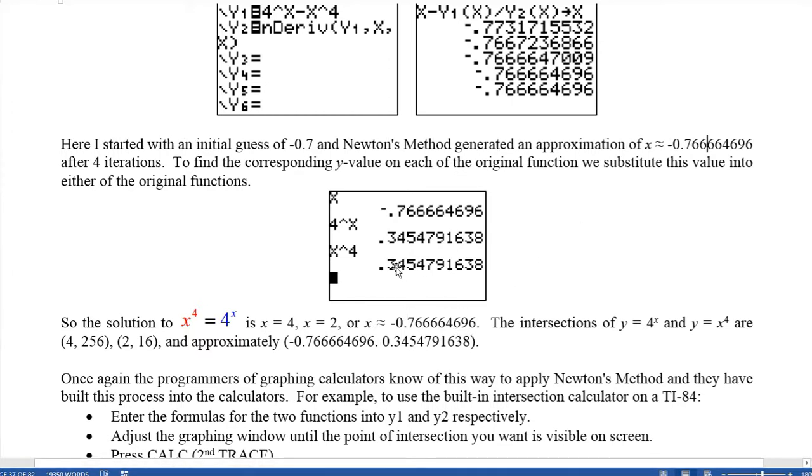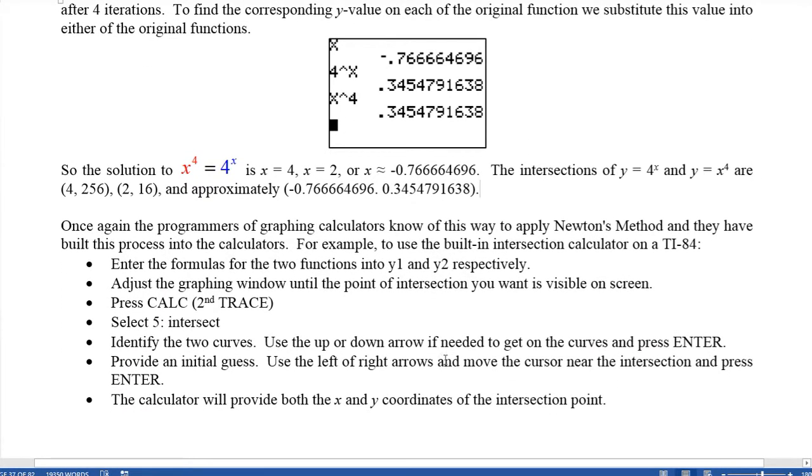And the corresponding y, as you saw right here, was 0.34547911638. Okay, so as far as my calculator can go, that's the best we can do at approximating that point. Now, once again, let me remind you that the designers of your calculator know a little calculus, and they know something about Newton's method. So they've actually built this process into the calculator.